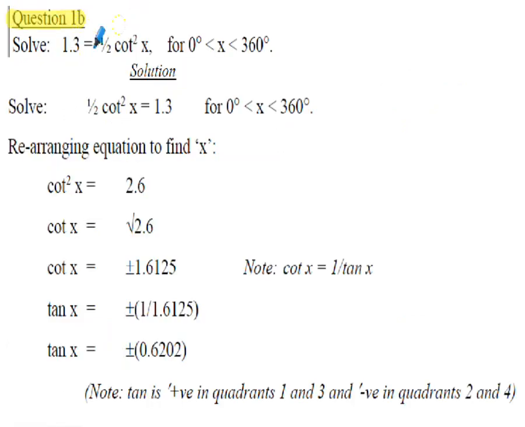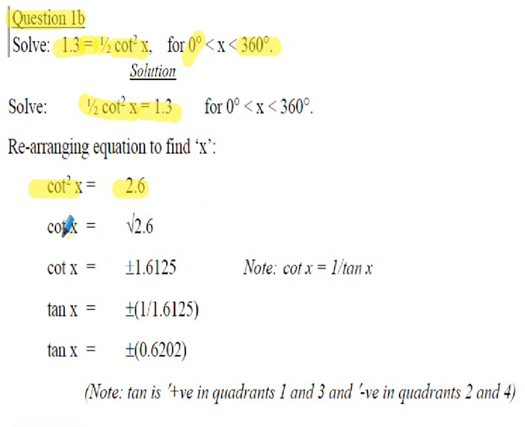Question 1b here. We're given that 1.3 is equal to a half multiplied by cot squared x. Got to find the value of x between 0 and 360 degrees. So given the equation, half times cot squared x is equal to 1.3, I'm going to rearrange to find the value of x. So first line, I'm going to multiply both sides throughout by 2 to get rid of the half on the left hand side. So cot squared x is equal to 2 times 1.3, which is 2.6.